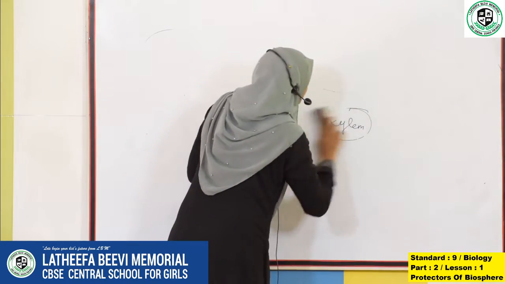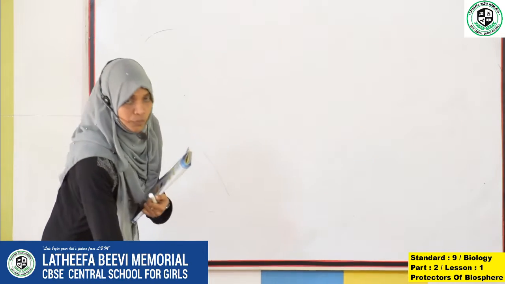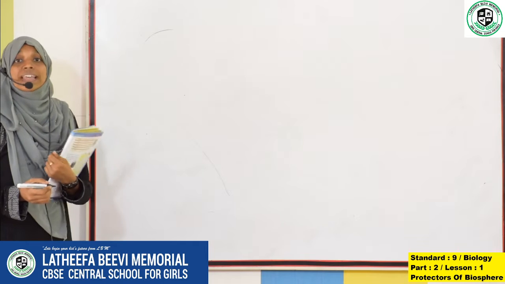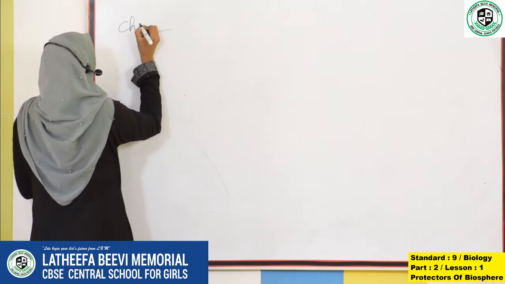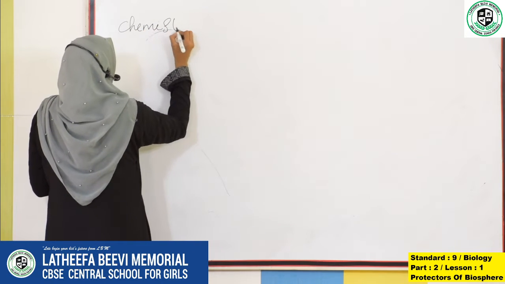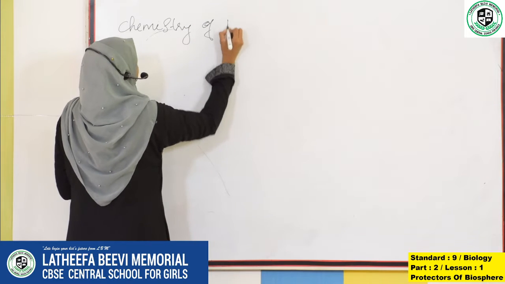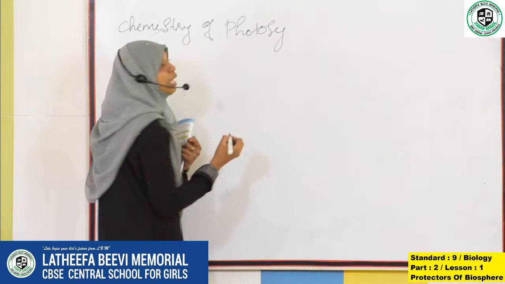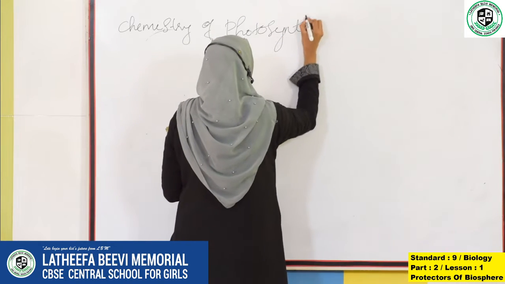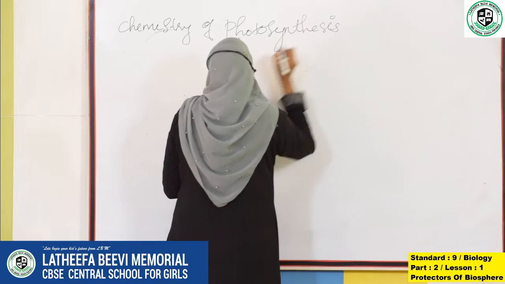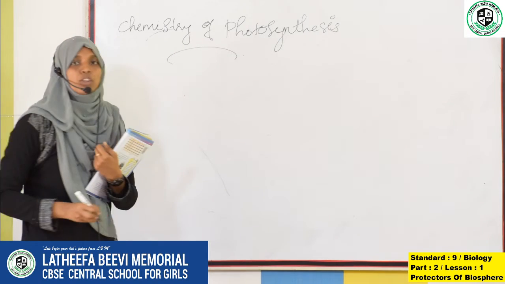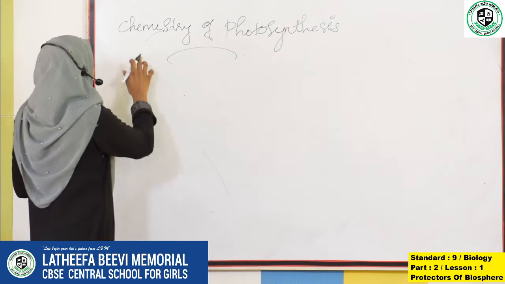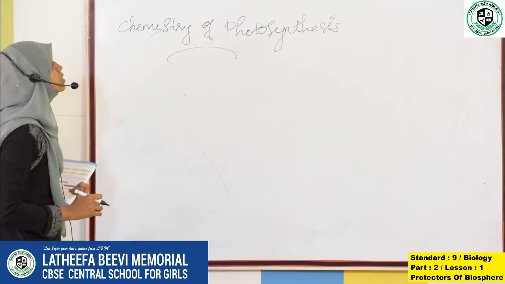I hope you understand all these things. If you have any doubt, contact me. Next we are going to learn the chemistry of photosynthesis. Today we learned about the structure of chloroplast, the path of carbon dioxide, and the path of water to the leaves. Now we are going to learn the chemistry of photosynthesis.